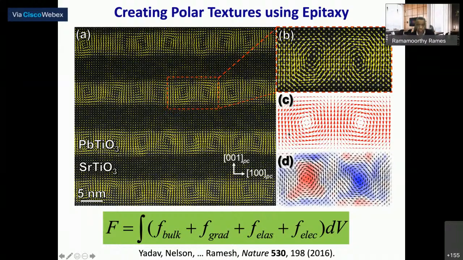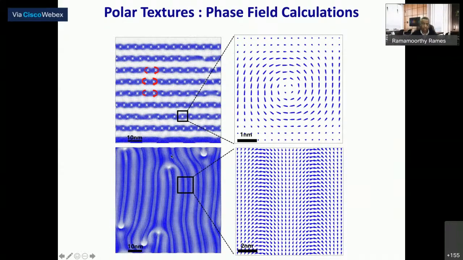Now, if you look at the structure by phase field calculations, you can see exactly the same thing happening in calculations. This is one of those vortex-like structures rotating clockwise. And if you look at it from top, it looks like a whole bunch of tubes. The diameter of this tube is 5 to 6 nanometers. So it's perfectly in the nanometer regime. And it turns out there's a whole bunch of beautiful physics associated with this.